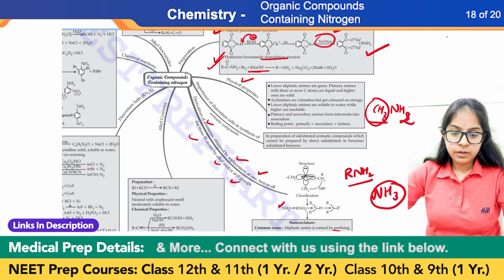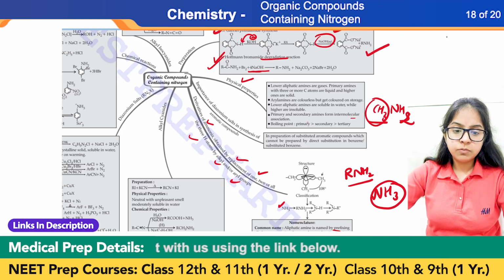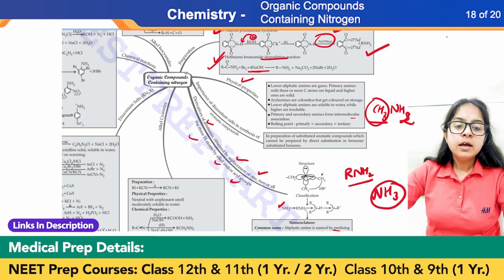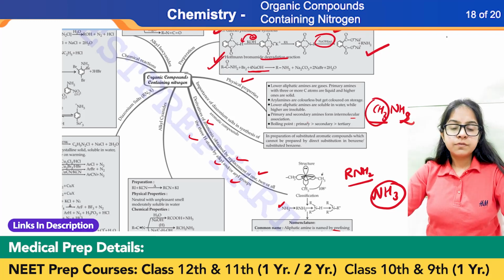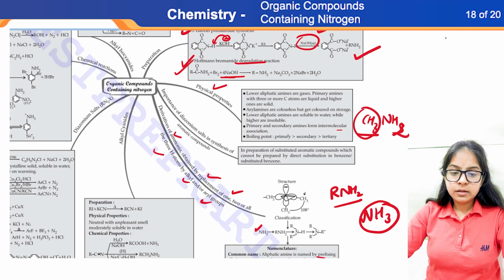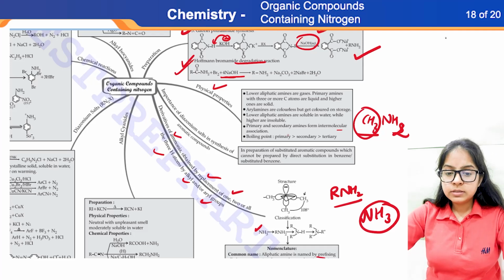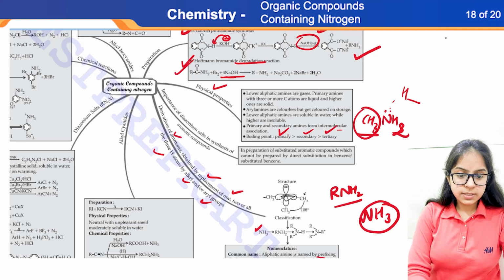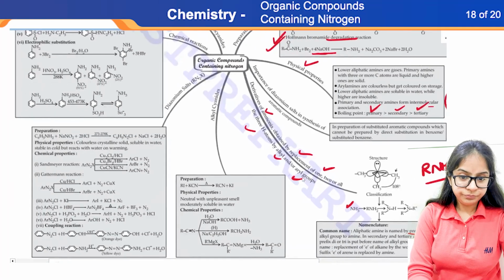Primary and secondary amines form intermolecular association. After that, the boiling point: primary amines have a higher boiling point than secondary amines, which have a higher boiling point than tertiary amines. Why? Because of hydrogen bonding. Hydrogen bonding is more in primary amines, because the nitrogens are free to attract the hydrogen atoms of other amines. Because of the strong interaction between these molecules, the boiling point of primary amines is greater than secondary, which is greater than tertiary. These are the physical properties that are very important.